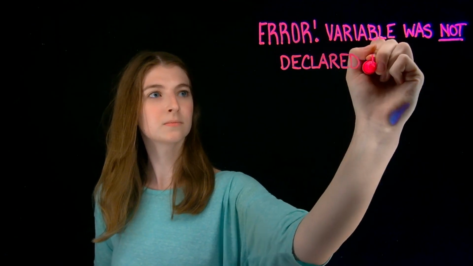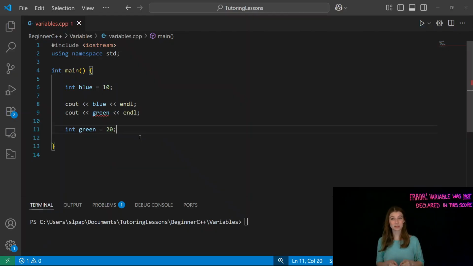Now another error that pops up frequently is variable was not declared in the scope. Now I want to use this example specifically. In this example, I have two variables created, blue and green, and I'm printing out both of these variables. However, the green variable is created below the C out line. Now we can already tell that this is going to give me an error because there's a red squiggly saying green is undefined. But let's try it anyway.